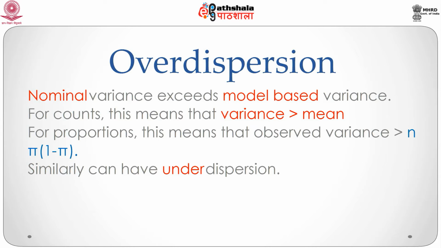If our outcome is a count, this means that the nominal variance exceeds the nominal mean. In case of proportions, this would mean that the observed variance is greater than that specified by the model-based variance, which we know to be n pi into 1 minus pi. Just as we can define overdispersion, we can also define the concept of underdispersion. So, in this module, we shall be concerned with both situations, that of overdispersion as well as underdispersion. Broadly, our situation is that the nominal variance does not match the model-based variance.